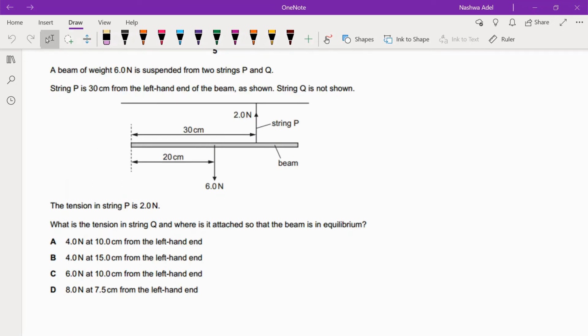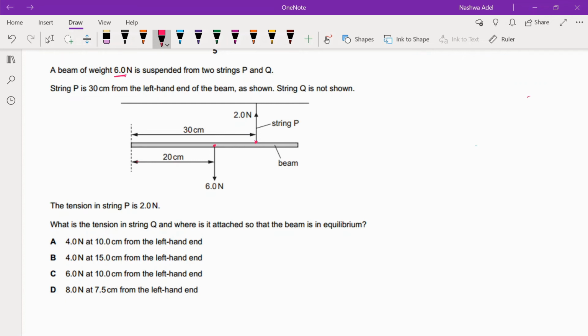A beam of weight 6 Newton is suspended from two strings B and Q. String B is 30 centimeters from the left hand end of the beam as shown, and string Q is not shown. The tension at B is 2 Newton. What is the tension in string Q and where is it attached so the beam is in equilibrium?